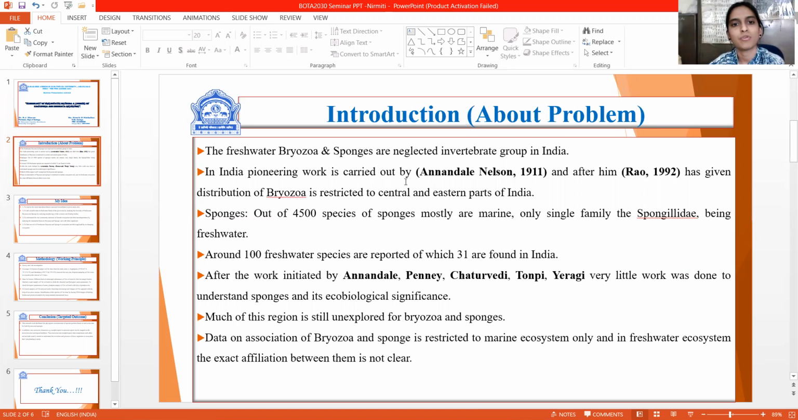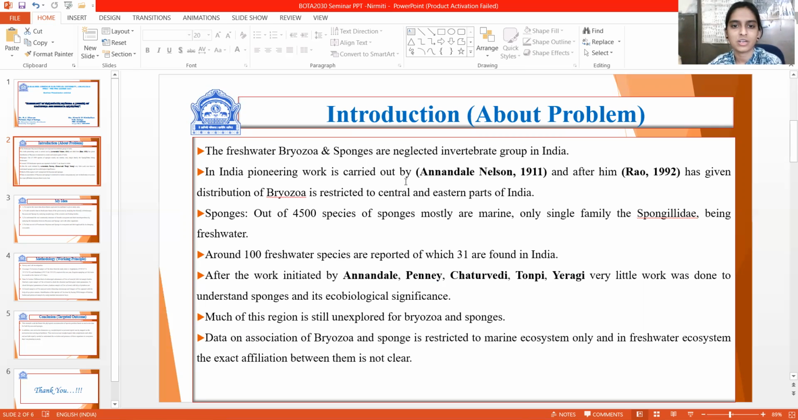Sponges, out of 4,500 species of sponge, are mostly marine. Only a single family, the Spongillidae, is freshwater. Around 100 freshwater species are reported, of which 31 are found in India.